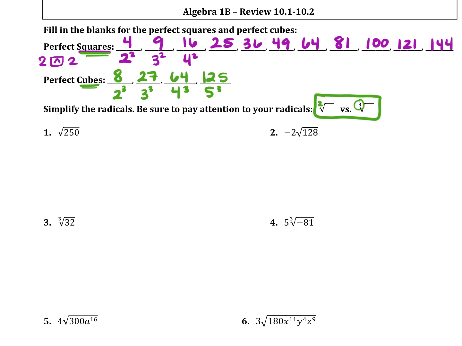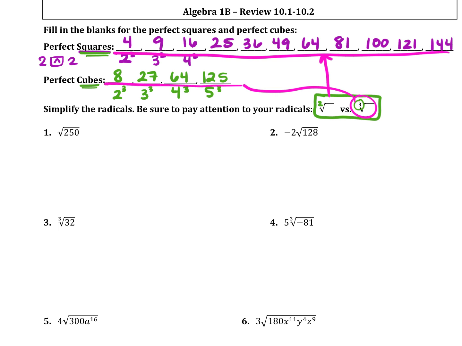If it's a square root, you should be working from this set of numbers. If it's a cube root, that set of numbers, okay? So just make sure you're using the right set of numbers. So number 1, which set of numbers are we using? Square roots or cube roots? Square roots. It's essentially a little 2 right there, okay?